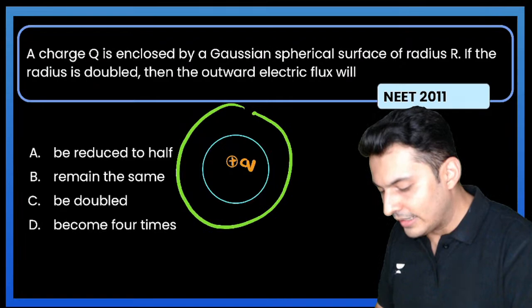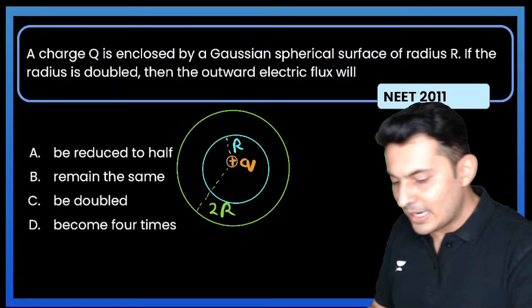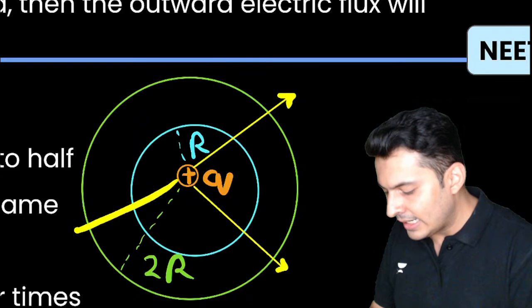Come on, my dear students. What do you think should be the answer? This is of 2r radius. The earlier one was just of r radius. Whatever field line will cross the blue line will also cross the green line. Whatever will cross blue will cross green.